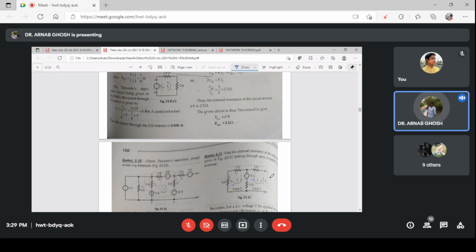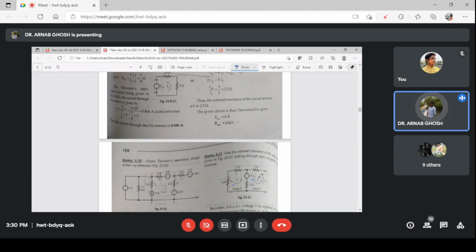I will just give you a small hint. Your small VL will be equal to 3 into I2, because only I2 current is flowing through the 3 ohm resistance. So the value of this dependent voltage source will become 5 into 3 I2, that is 15 I2.